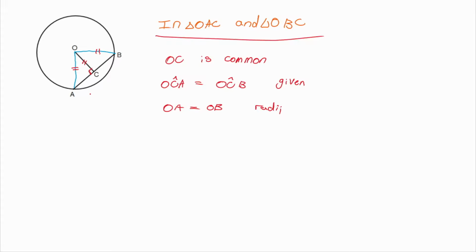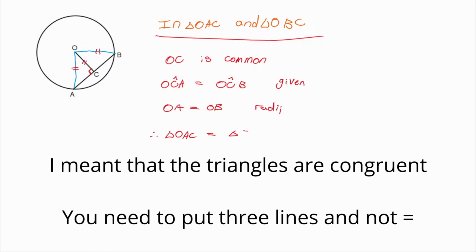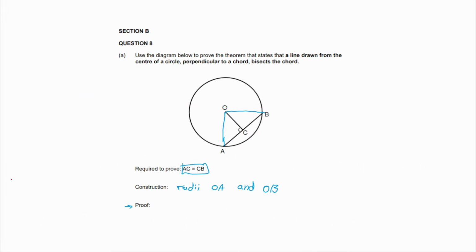But remember, this is the special one, RHS, where we have a right angle, we need the hypotenuse and one more side. We have a right angle, here's the hypotenuse, and we have one more side. So we're actually sorted. Therefore triangle OAC is congruent to triangle OBC, and the reason is RHS. And we're not done yet, because remember, we're required to prove this.